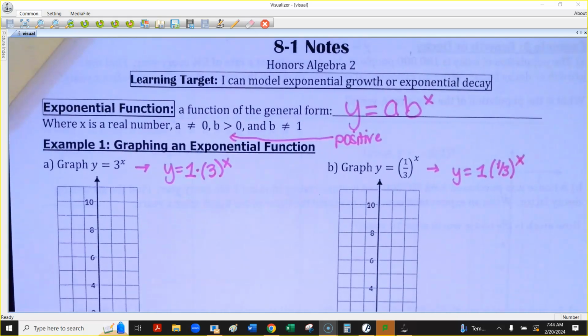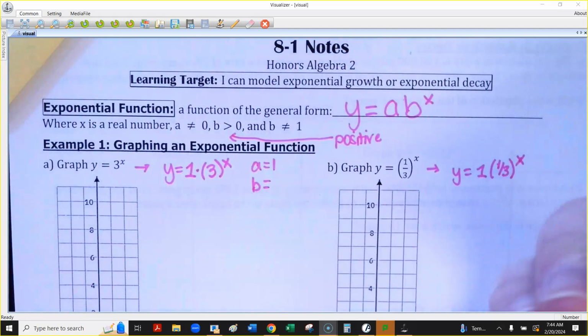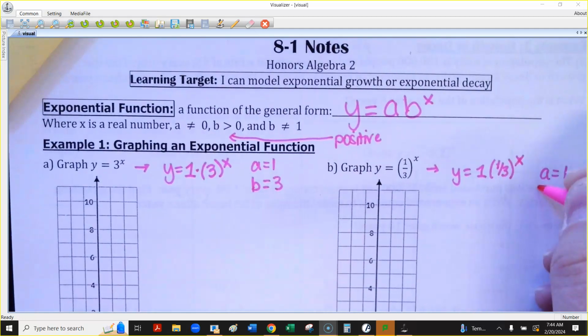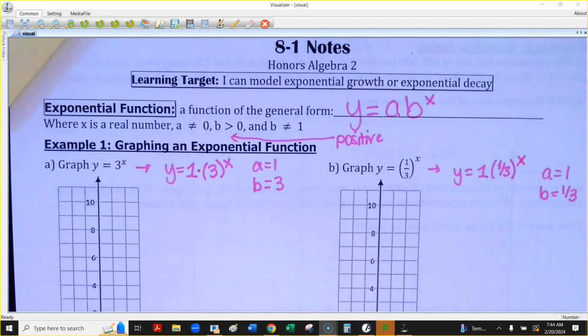All right, so this a is 1. My b value is whatever's being taken to the exponent. For this one, it's 3. On this one, a is 1, and for this one, b is 1/3. So we're just going to get a general idea of what these graphs look like.